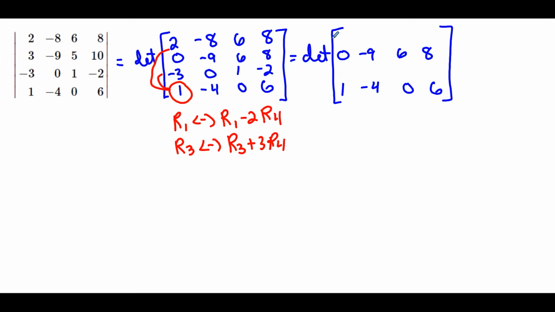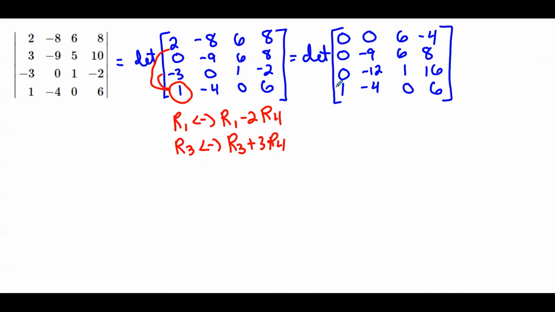So 2 minus 2 would be 0. Negative 8 plus 8, that's also 0. 6 minus 0, and 8 minus 12, so that's negative 4. All right, so let's do the third row. Negative 3 plus 3, 0. 0 plus 12 is 12. 1 minus 0. Negative 2 plus 18 is 16.